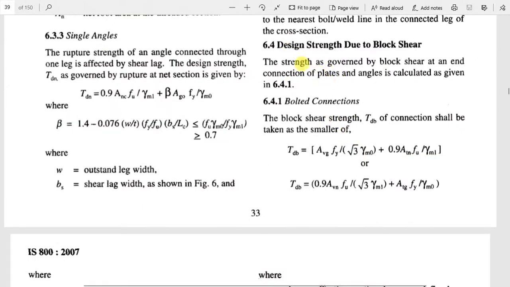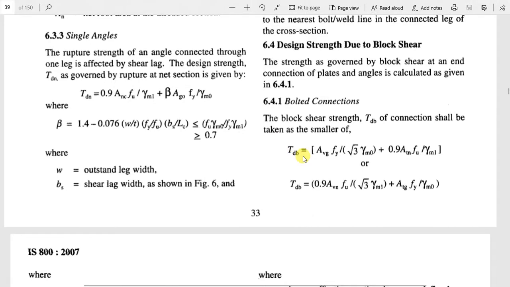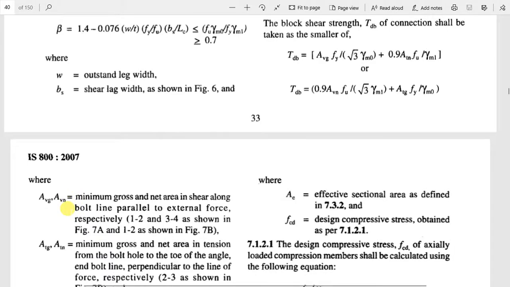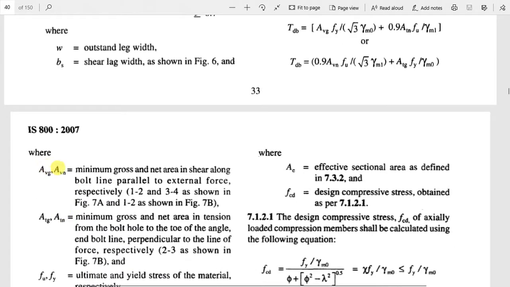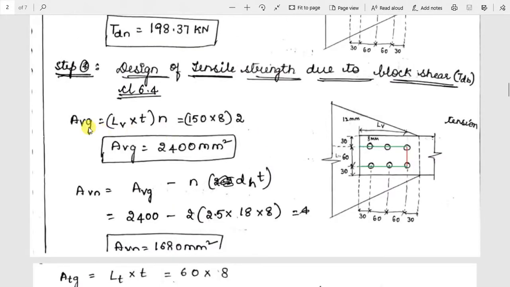You can see here, Tdb is given in clause 6.4. If you are going for a bolted connection, you have to refer to 6.4.1. Having two formulas here, to calculate these two values, the least should be treated as Tdb. There are no formulas for Avg, Avn, Atg and Atn. Now I will be discussing how to calculate those values. First we will be calculating Avg, Avn, Atg and Atn.